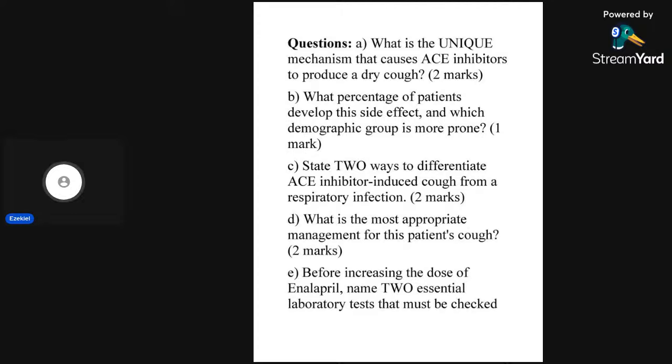So what is the most appropriate management for this patient's cough? I told us already in class, the only management for the patient's cough is to withdraw the drug. That is, you remove the drug, you take away the drug from the patient.